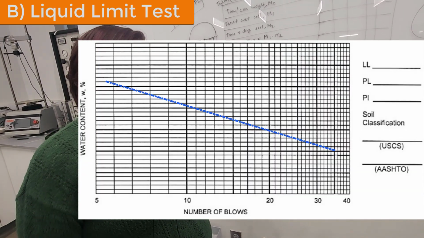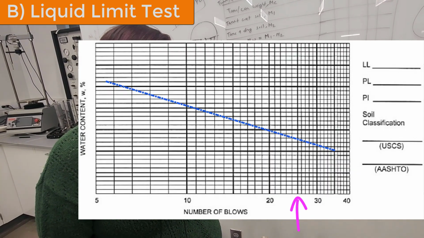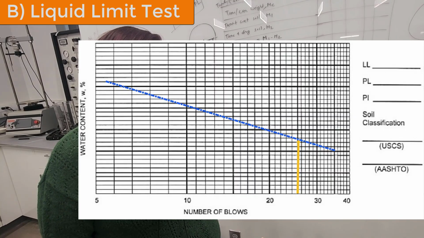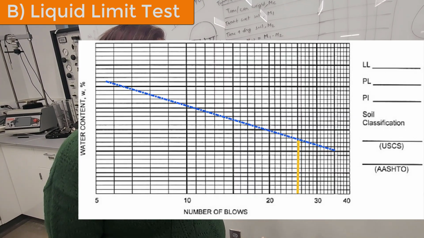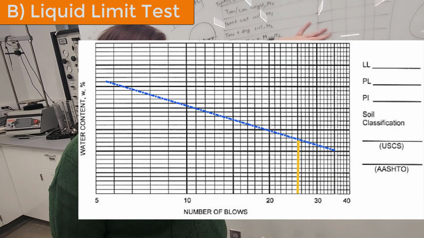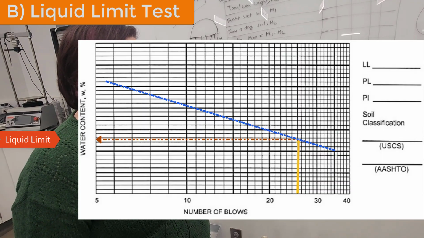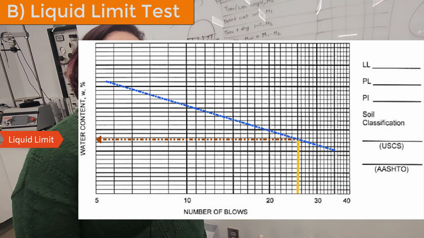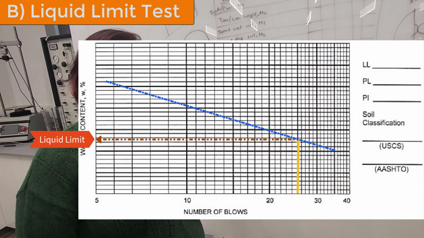Students will then go across and find the 25 blows, because that is the liquid limit. They'll go up and find where that hits the line of their 4 data points, and then come across, and that moisture content is the actual liquid limit. That's it.